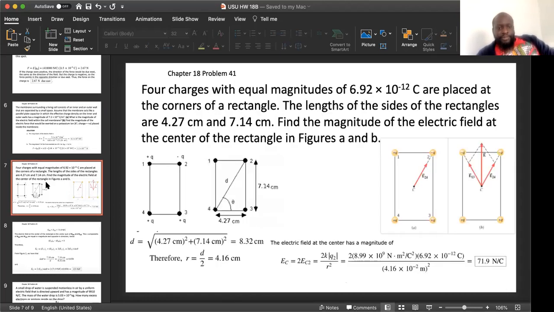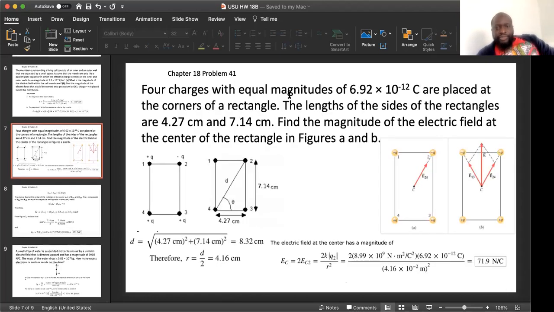Next problem. 4 charges with equal magnitude of this are placed at the corners of a rectangle. The lengths of the sides of the rectangle are this and that. Find the magnitude of the electric field at the center. They have 2 situations. This is the first situation we're going to solve, and then we'll do the second situation. The first situation has plus, minus, plus, plus. The second situation has minus, minus, plus, plus.